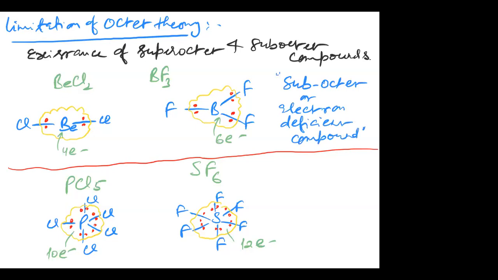Electron deficient compounds. And if the total number of electrons is more than 8, these types of compounds are known as superoctet or expanded octet compounds. They are superoctet or expanded octet compounds.